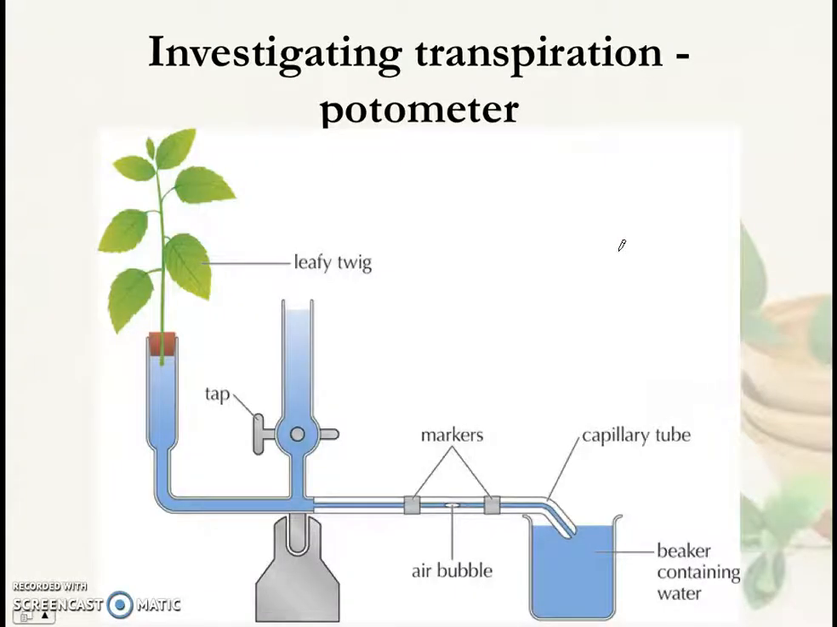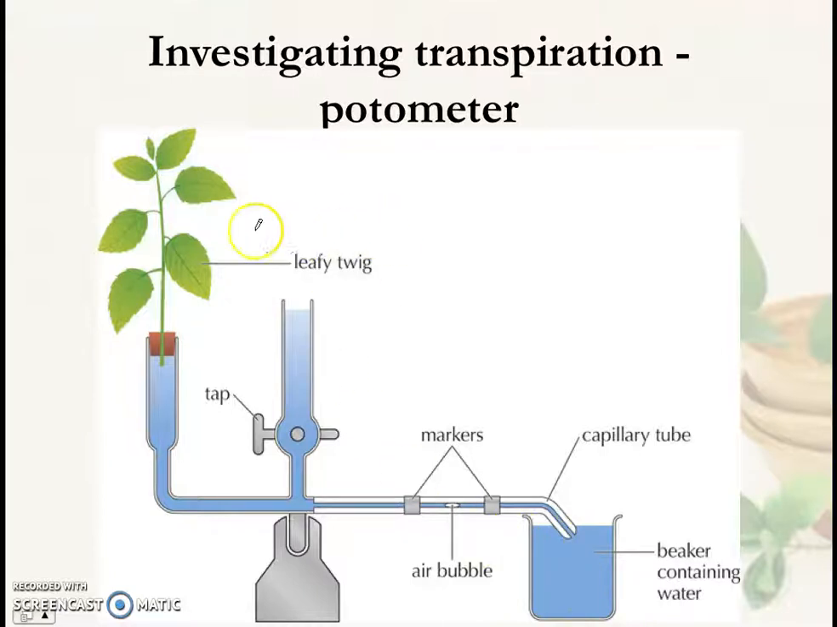Right, let's move on to our final experiment, and in this final experiment, we have a device called the Potometer. So how does this Potometer work? Well, here we have our plant, a leafy twig. It's placed in the device, and this water tube leads to a capillary tube, and into a beaker containing water.